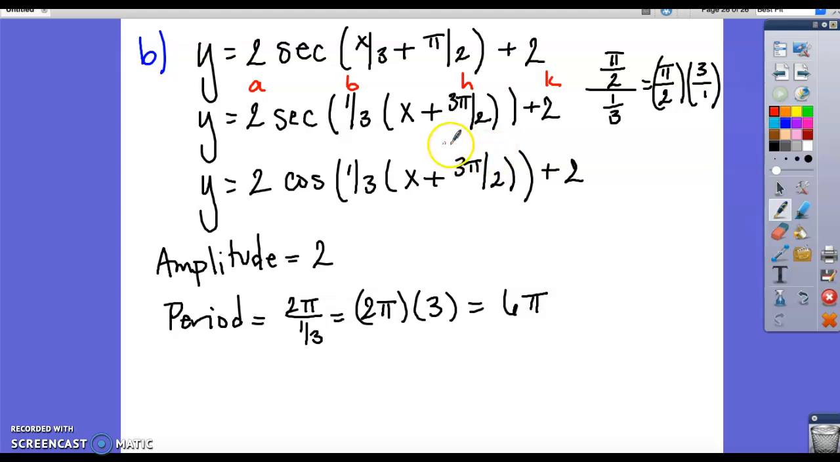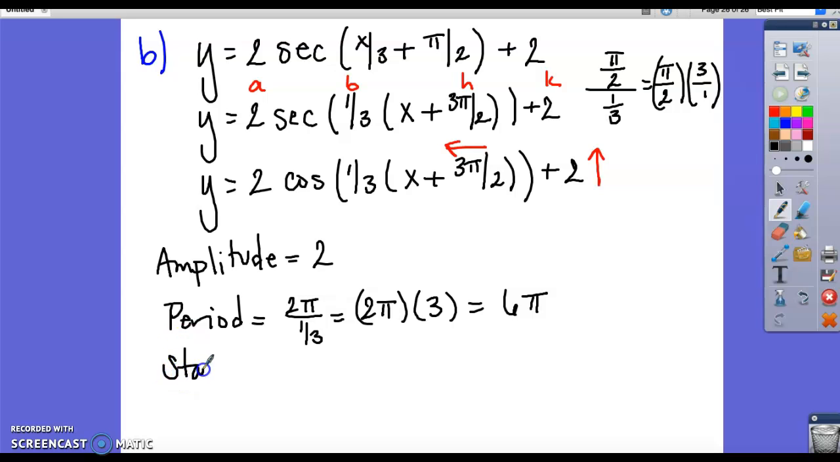I do have a phase shift here, right? I'm going left 3 pi over 2 units, and I have a vertical translation. I'm going up 2 units.